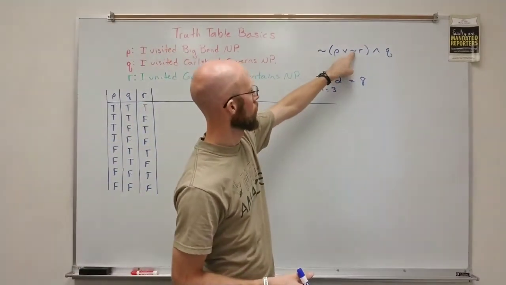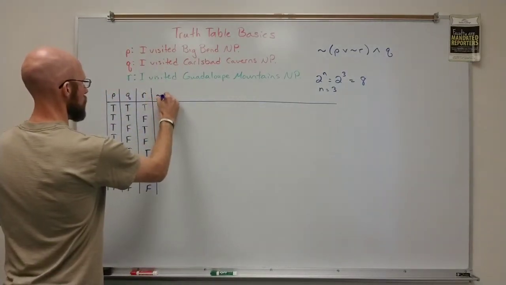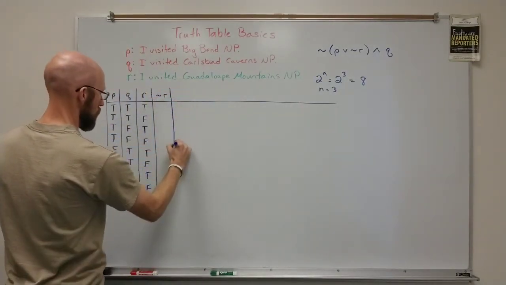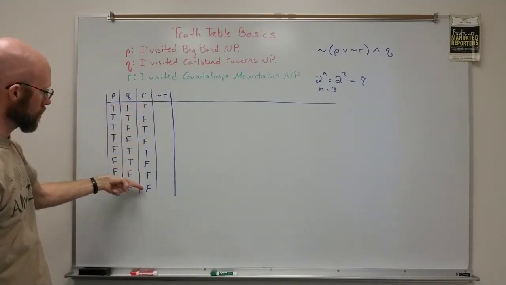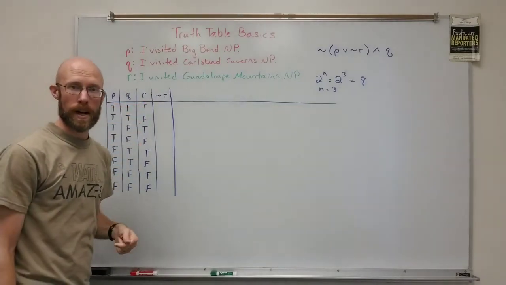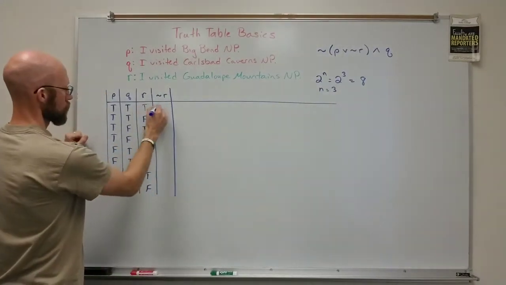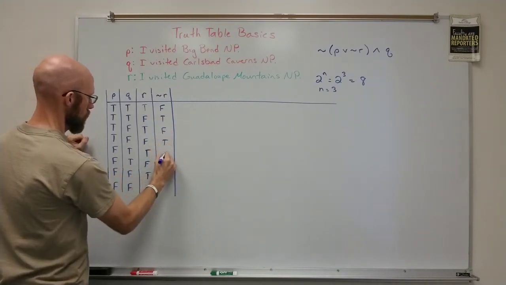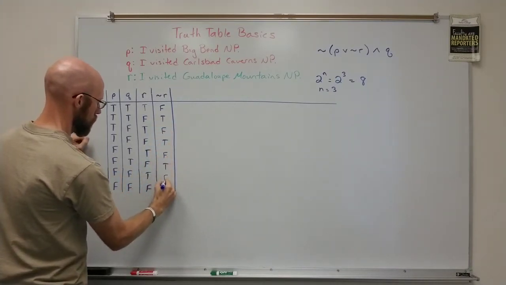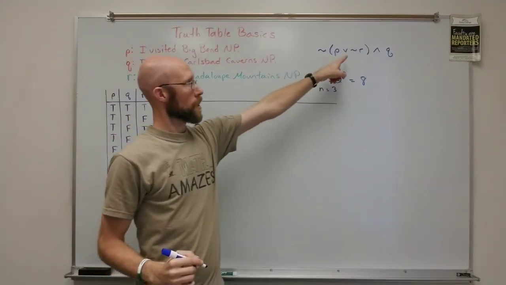So I'm going to go with the not R first. Not R. I'm going to run that down. Remember, negations are always the opposite of the column that they come from. So it's going to be false, true, false, true, false, true, false, true. So that's the negation of R.